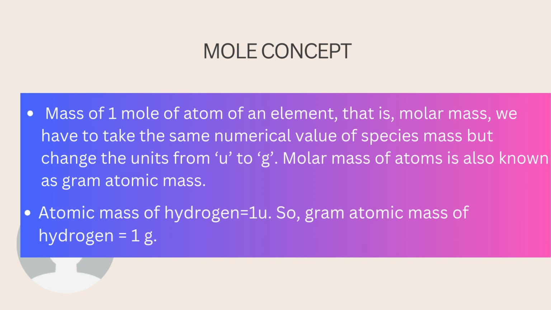In the mole concept, the mass of one mole of atoms of an element is called the molar mass. We have to take the same numerical value of the species mass but change the unit to grams. The molar mass of an atom is also known as gram atomic mass. For example, the atomic mass of hydrogen is 1 u. So the gram atomic mass will be 1 gram.